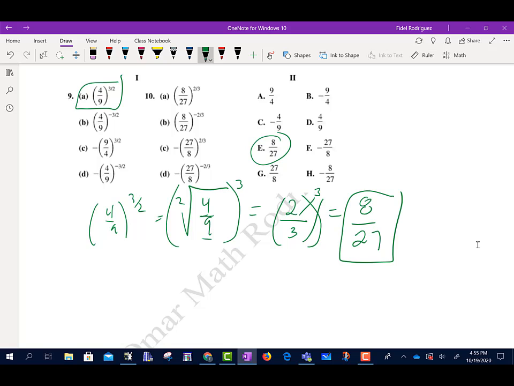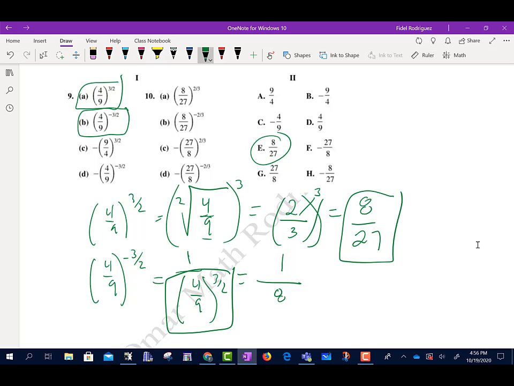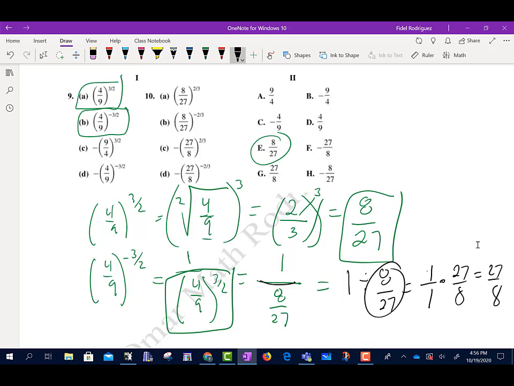Okay. Now, let's take a look at part B. Part B has a negative exponent, right? So 4 over 9 to the power negative 3 halves. Okay, so remember what we would normally do? We would say, okay, let's write this as 1 over 4 over 9 to the positive 3 halves. Yeah, and we would do the same exact thing. So we would end up with 1 over, we already did this part earlier, and we came up with 8 over 27, right? So what does a fraction mean? Fraction means I'm dividing. So we're going to take 1, and we're going to divide it by 8 over 27. That's the same thing as saying 1 over 1 times the reciprocal, 27 over 8. So my answer is just 27 over 8, okay, which would be G.